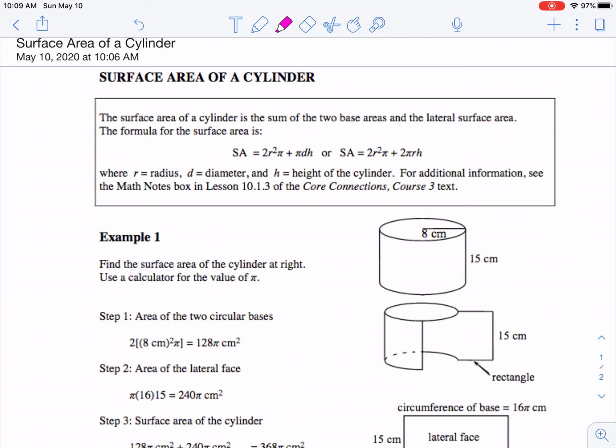It says the surface area of a cylinder is the sum of the two bases. Okay, so if you think about the bases of a cylinder, what shape are they? They are a circle. And the lateral surface area. And this is the formula. Its surface area equals 2 times the radius squared times pi plus pi times the diameter times the height.